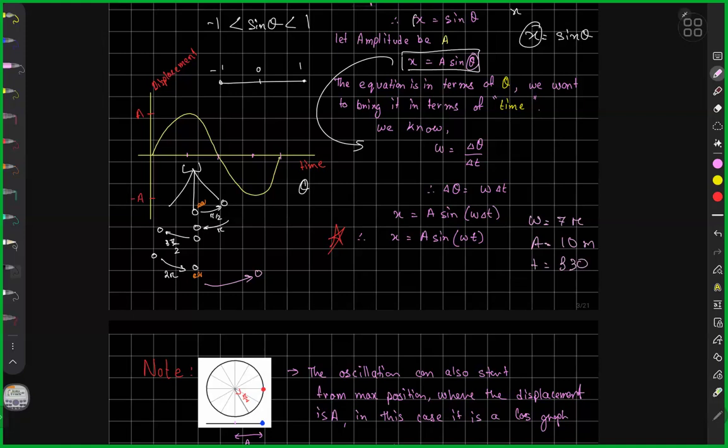Can the angular speed or frequency formula be used as omega equals theta by T instead of changing?